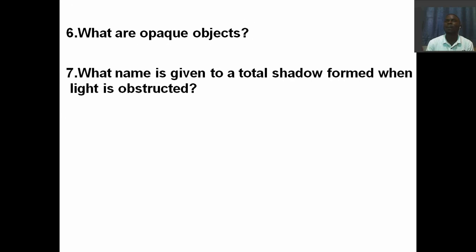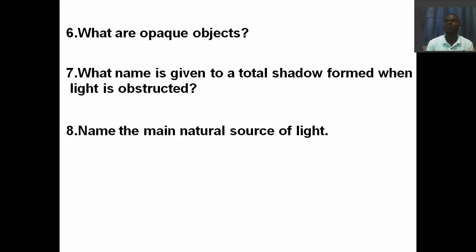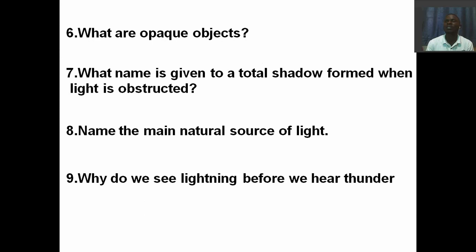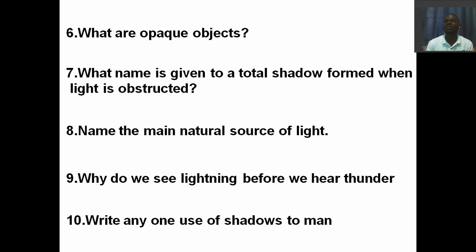Number 7, what name is given to the total shadow formed when light is obstructed? Number 8, name the main natural source of light. Number 9, why do we see lightning before we hear thunder? Then number 10, write down any one use of shadows to man. So ladies and gentlemen, Blakey and Molly, please try out these numbers.